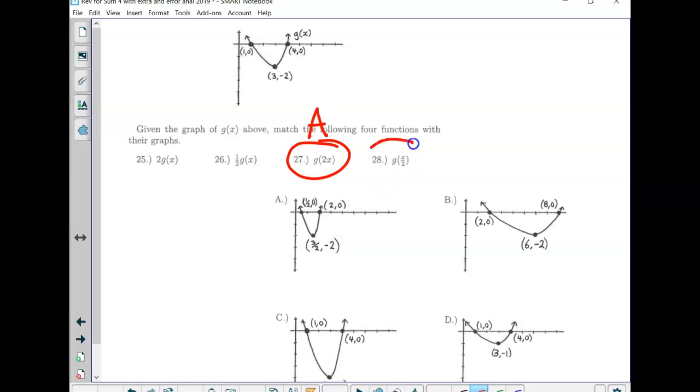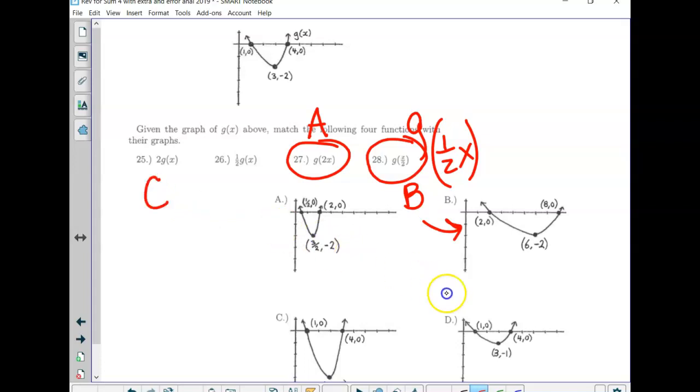A horizontal stretch of 1/2 x inside would stretch the x values. This one is B. This is a vertical change, and this is a vertical shrink.